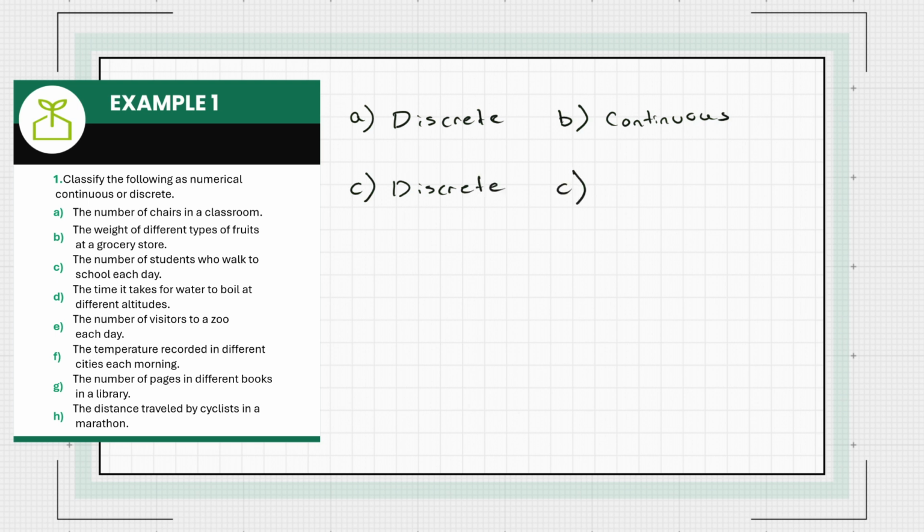For D, the time it takes for water to boil at different altitudes. So time can be measured in minutes, in hours, in seconds, and we can also have decimal forms of that time as well. So this is continuous.